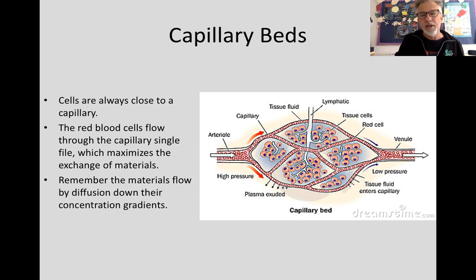I hope you understand that exchange of materials occurs in the capillary beds, and every cell is close to a capillary in a capillary bed, and that the result of traveling through the capillaries is low pressure blood, which means it has to return to the heart quickly to get repressurized, as well as reoxygenated.